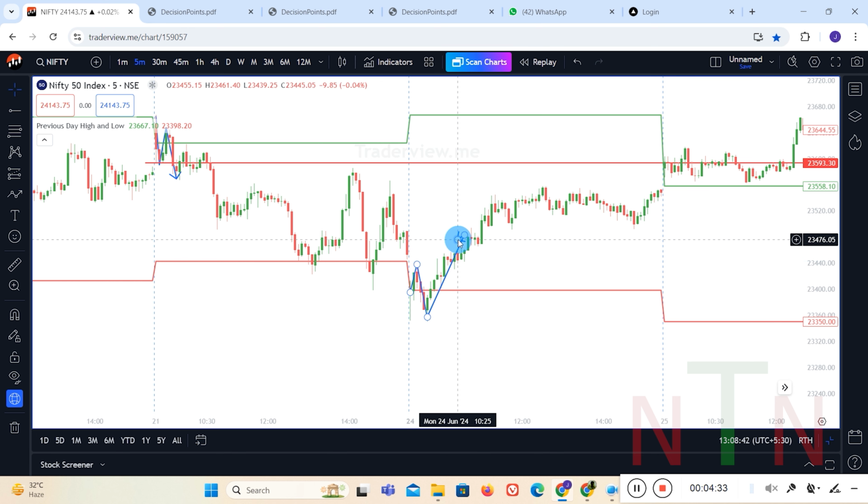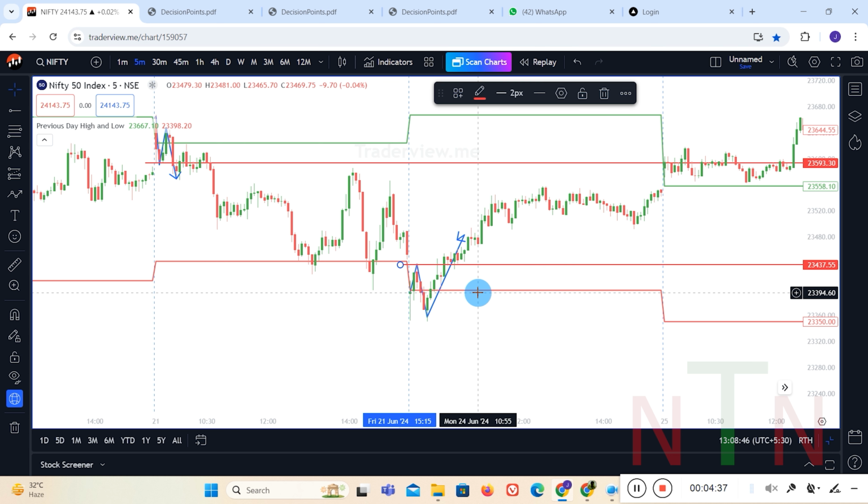Can you see this? So our entry, as per our strategy, would be here. I'm getting a double confirmation. The previous day low has been broken, today's open also broke, and the first swing is also there. I'm getting a triple confirmation for a buy trade.